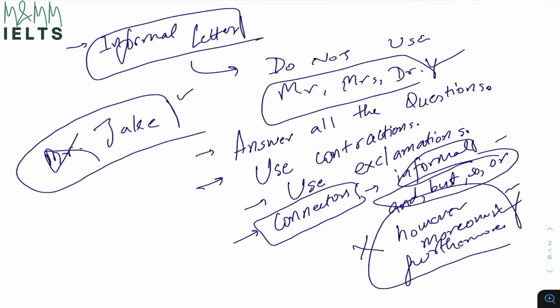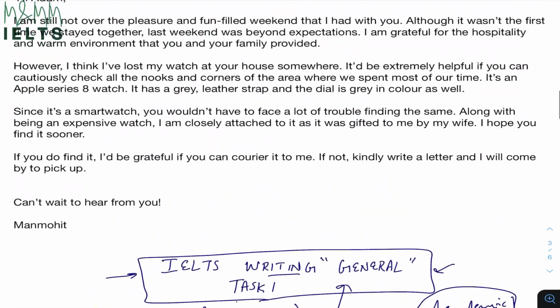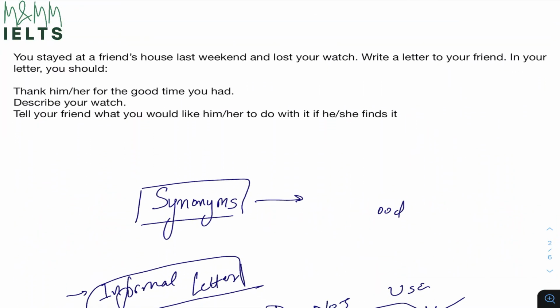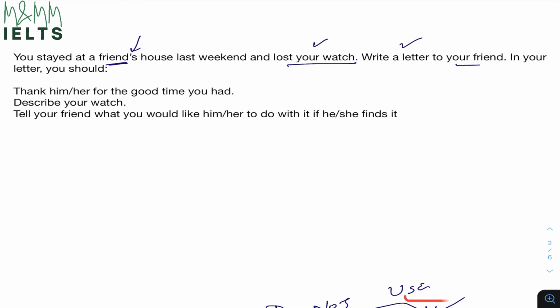Now what I'll do is show you the sample letter that I have, just so you guys can understand how this question looks. So first I'll show you the question which I have here. It says you stayed at a friend's house last weekend and lost your watch. How do I identify this is an informal letter in the exam? The moment I see the word friend, I know it's an informal letter, but I'll still read out the complete thing. Write a letter to your friend. In your letter, you should include the answer for these 3 questions, which are compulsory.